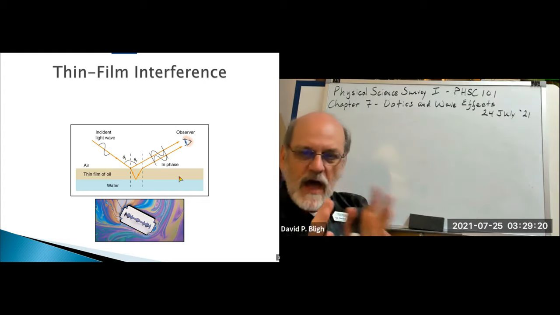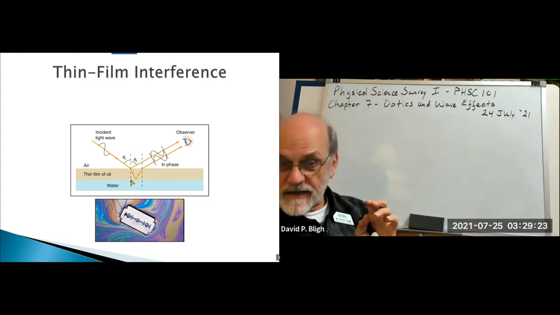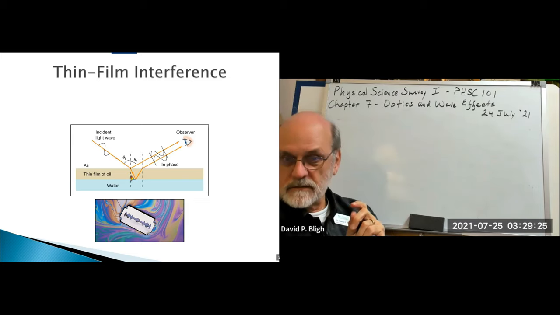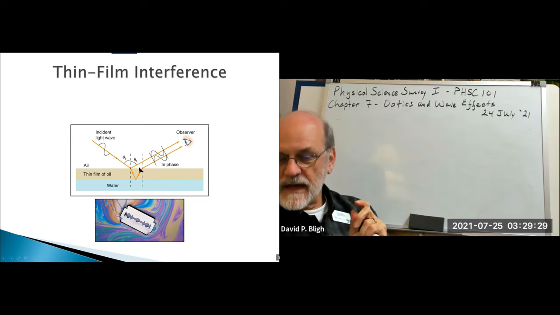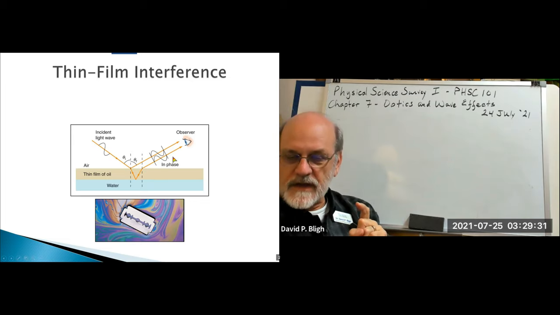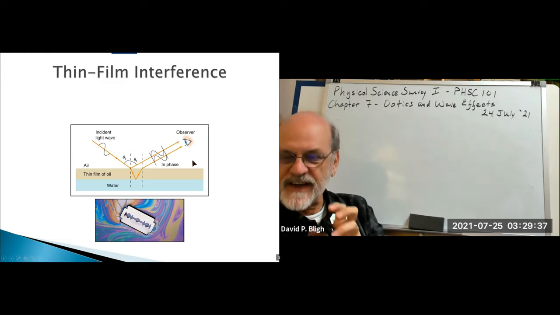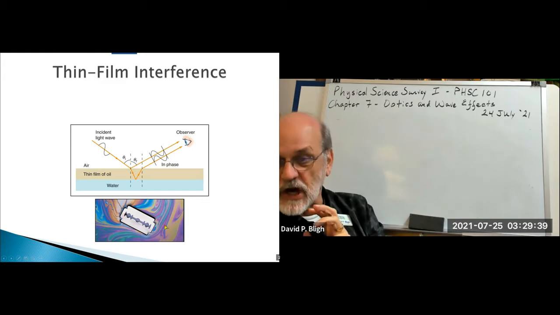So you can get various combinations depending on the thickness of the oil film, because this thickness difference determines the phasing of the various light waves. So you change the thickness, you get different phasing, and that's why you get different colors.